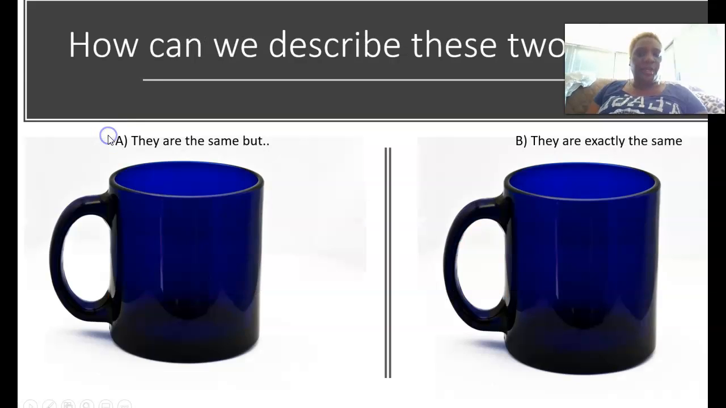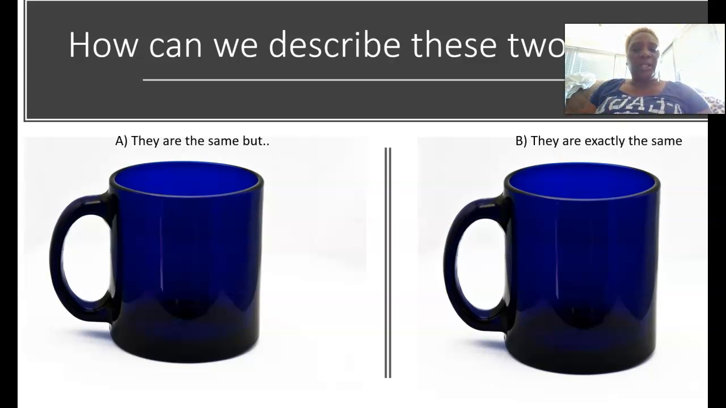Let's continue on, friends. All right, friends, we have two objects. How would you describe these two objects? Are they the same, but are they exactly the same? So let's look at them. You're going to stop and take a short quiz to see if you understand what's going on in our math lesson right now.